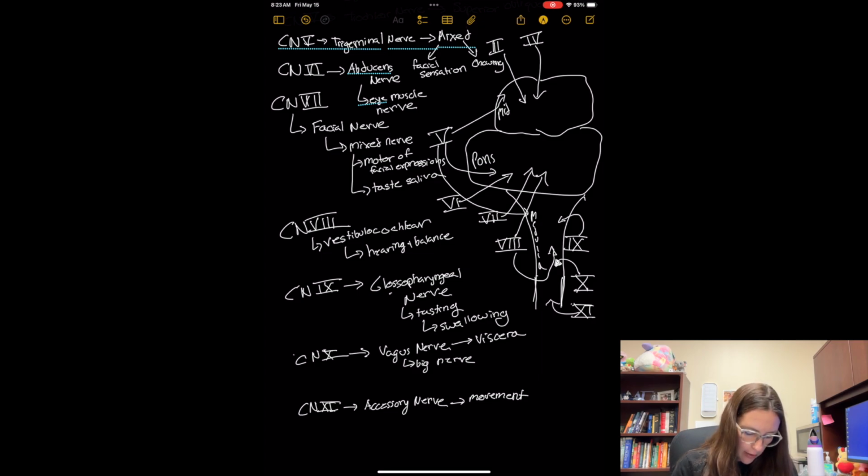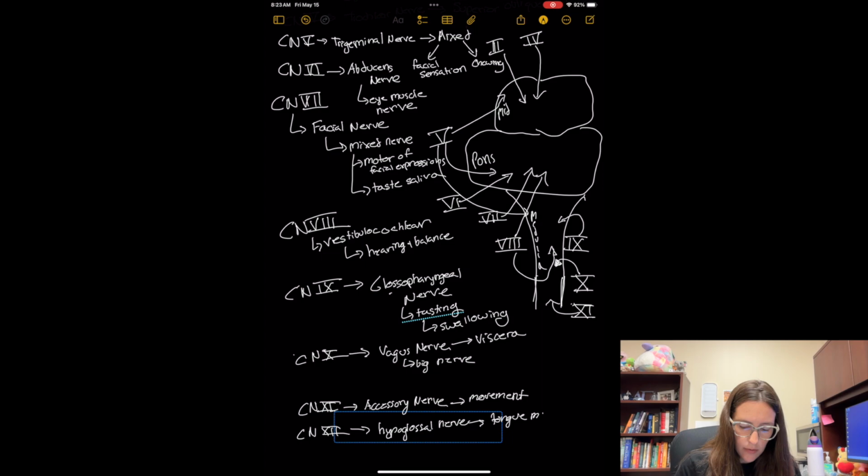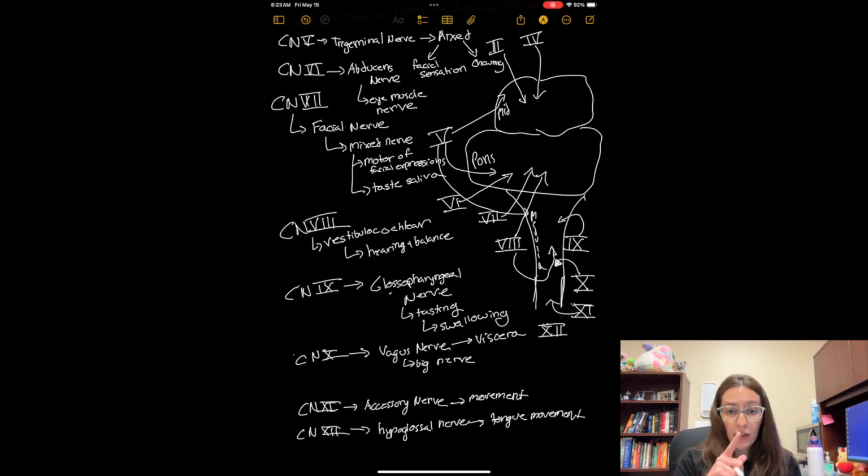And then cranial nerve 12, the hypoglossal nerve, is tongue movement. And so if there's thought of damage to your cranial nerves, we can actually tell you to stick your tongue out, and if it's going in the wrong direction, we know something's wrong with our hypoglossal nerve. And it also goes to the medulla. Anyway, I hope this helps with knowing what they are, what their names are, and what they generally do.